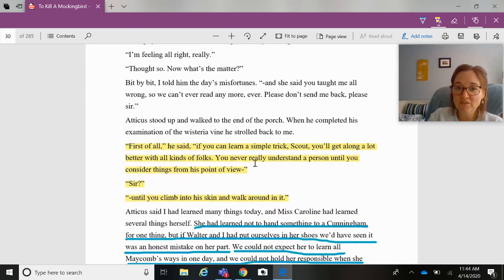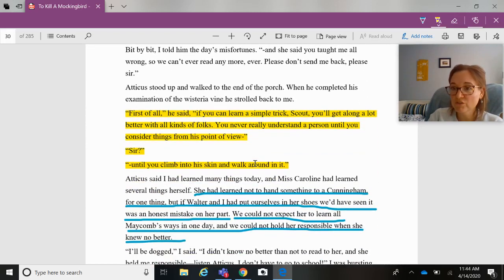So that starts this conversation about what happened, and she slowly but surely tells him. First of all, he said, if you can learn a simple trick, Scout, you'll get along a lot better with all kinds of folks. You never really understand a person until you consider things from his point of view. Sir? Until you climb into his skin and walk around in it.